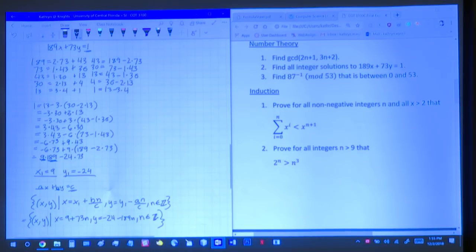Yes. Yeah. Here? 2 times 13? Yeah. Oh, shoot. You're right. I did that wrong. Minus 6, right? This should be, oh geez, that changes the whole thing.